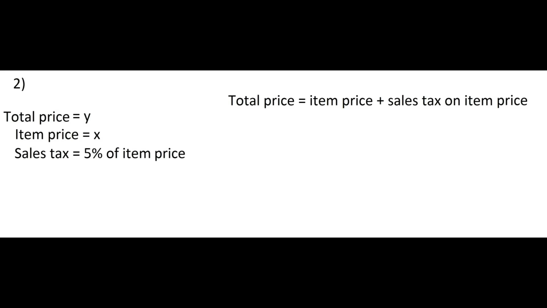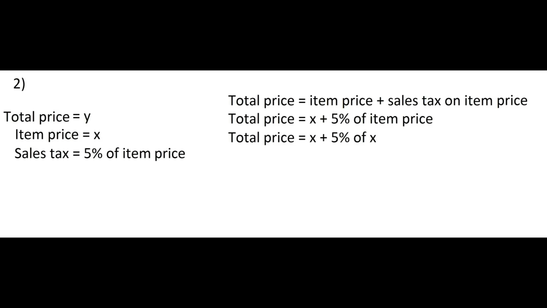Our total price equals our item price plus our sales tax on that item. Then we have our total price equal to x, which is our item price, plus 5% of the item price. Now our total price is x plus 5% of x. Another way to write that is 1x. Remember, 1 is our coefficient whenever we don't have anything in front of our variable. So x and 1x are the exact same thing.